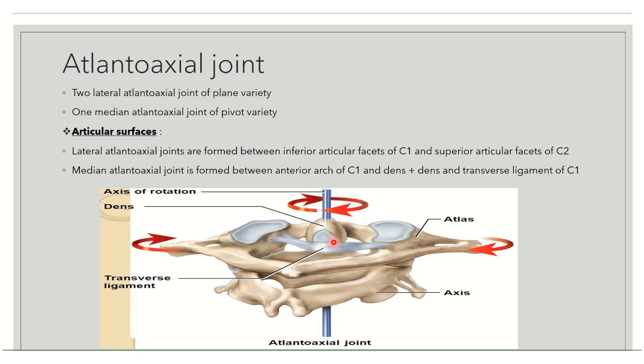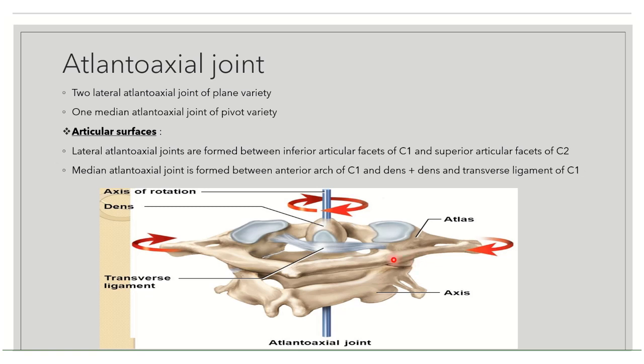If we talk about the articular surfaces of the lateral atlantoaxial joint, which are two in number, the articular surfaces include the inferior articular facet of C1, that is atlas vertebra, and the superior articular facet of C2. On the other side, the same will be the case. The inferior articular facet of C1 and the superior articular facet of C2 articulate on both sides to form the lateral atlantoaxial joint. This is a joint of plane variety.